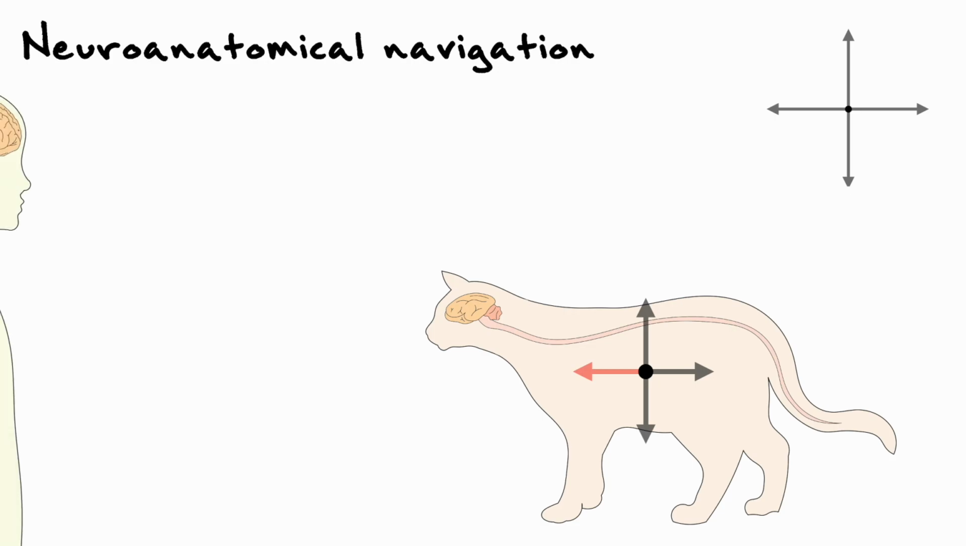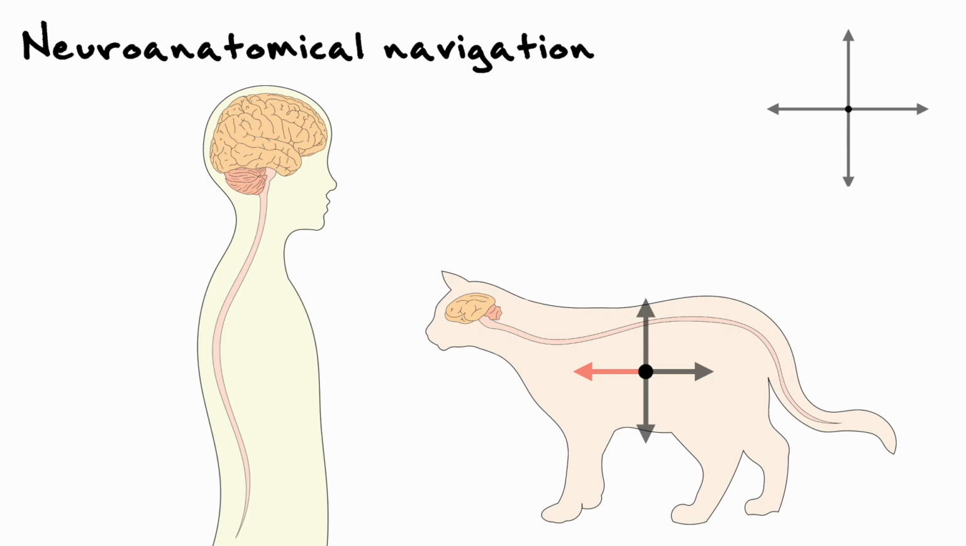On the other hand, there are animals like us, humans, that have brains that are tilted with respect to the front of the spinal cord. Indeed, if we consider the front direction of the spinal cord like we did for the cat, you will notice that the front of the spinal cord is not in parallel with the front of the brain, and the same goes for the top and bottom axis.